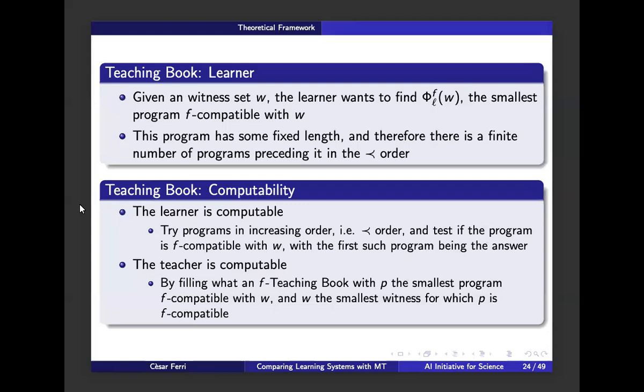So in the teaching book, given a witness set, the learner wants to find the smallest program with compatibility. So we give the teaching book to the learner in that way. If the teacher is giving a set W, the learner is able to automatically find the corresponding program. We have some theoretical results about the compatibility of this teaching book, and we are able to show that the learner is computable and the teacher is computable.